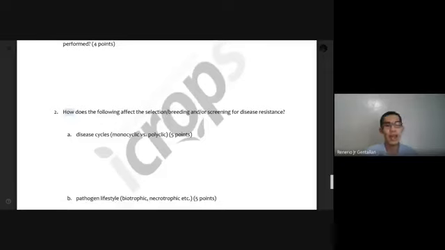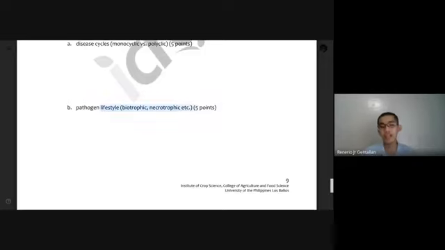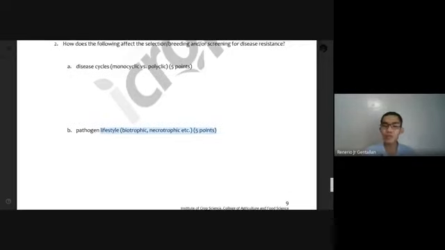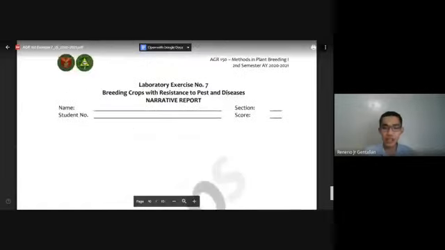And how do the following affect your screening, breeding, or selection for disease resistance? If disease cycles are monocyclic versus polycyclic, and of course pathogen lifestyle: if it's biotrophic, necrotrophic, hemibiotrophic, or facultative biotrophic, and so on. It depends. And of course, the narrative report.